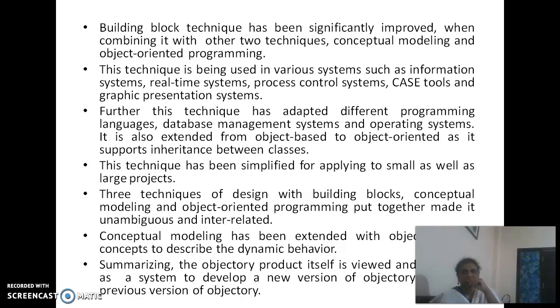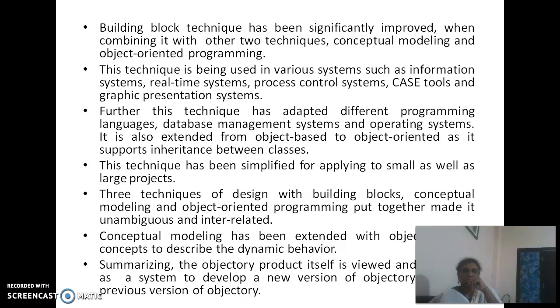Those two techniques we have discussed as conceptual modeling and object-oriented programming. Thus, we could take the object-based to object-oriented system as it supports inheritance between classes. So when we have all these three techniques, building blocks, conceptual modeling, and object-oriented programming put together, it becomes an interrelated concept. The speciality of conceptual modeling is that it describes the dynamic behavior.